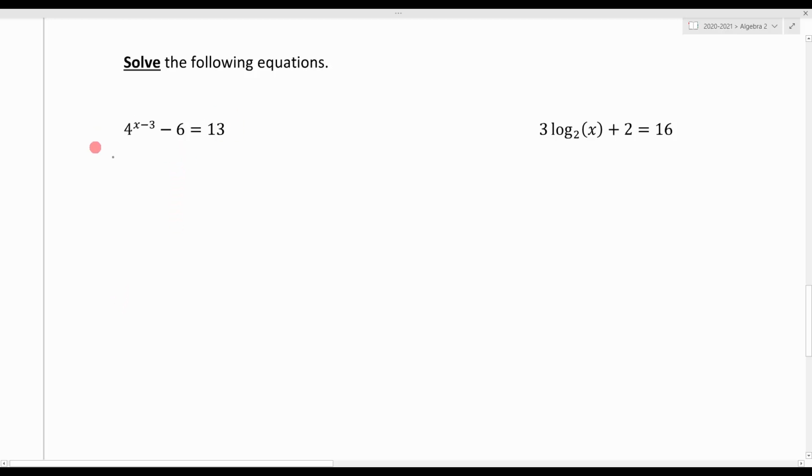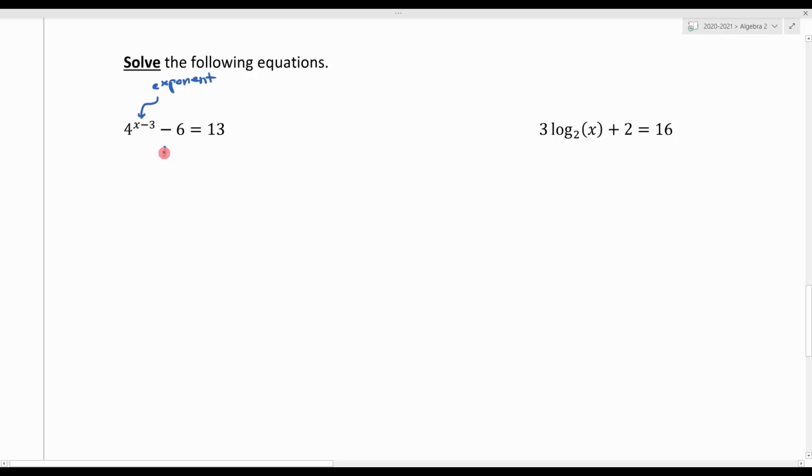All right. So my goal is to solve. When we solve, that means we're trying to find a value of x that's going to make this true. So to do that, our goal is to get x by itself. I'm going to start by adding 6. I know this looks a little confusing. This x minus 3 is an exponent, so that whole expression is an exponent or a power. This minus 6 is not in the power. It might be a little difficult to tell with the formatting, but this is not in the power. The x minus 3 is.